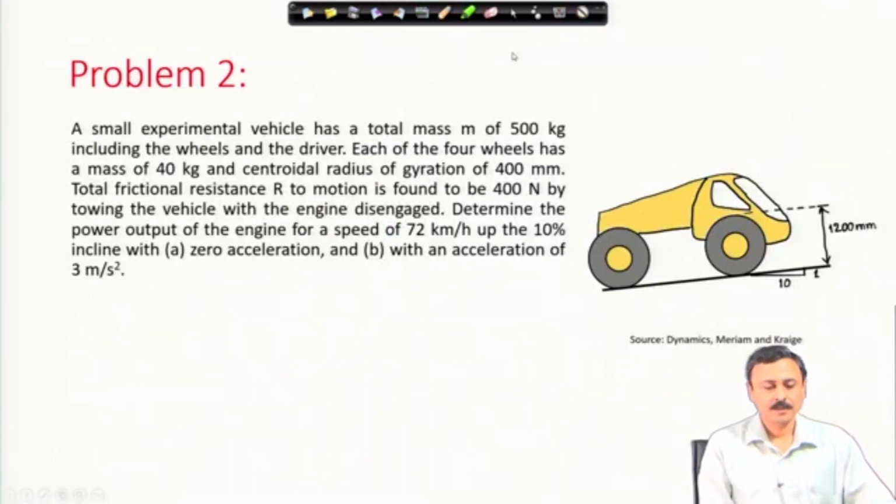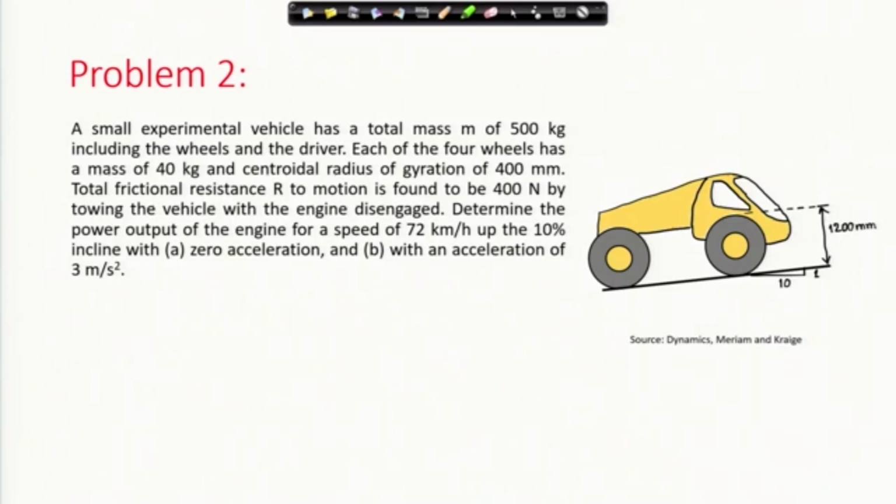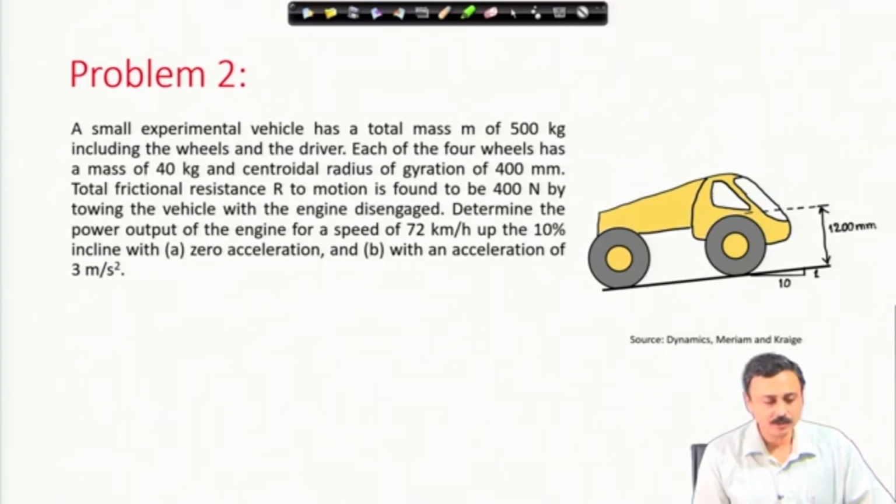We move to the next problem, again from the book of Meriam and Kraige. A small experimental vehicle has a total mass m of 500 kilogram, including the wheels and the driver. Each of the 4 wheels has a mass of 40 kilogram and centroidal radius of gyration of 400 millimeter. Total frictional resistance R to motion is found to be 400 Newton by towing the vehicle with the engine disengaged. Determine the power output of the engine for a speed of 72 km per hour up the 10% incline with A, zero acceleration and B, with an acceleration of 3 meters per second square.